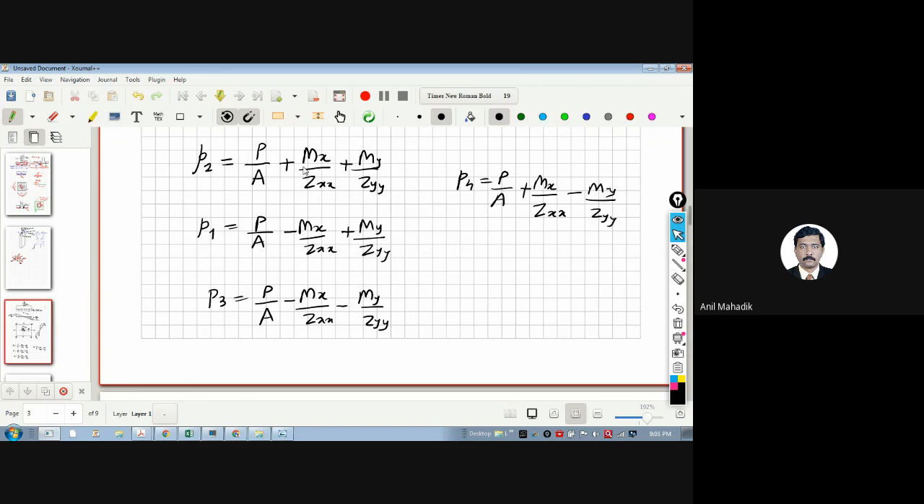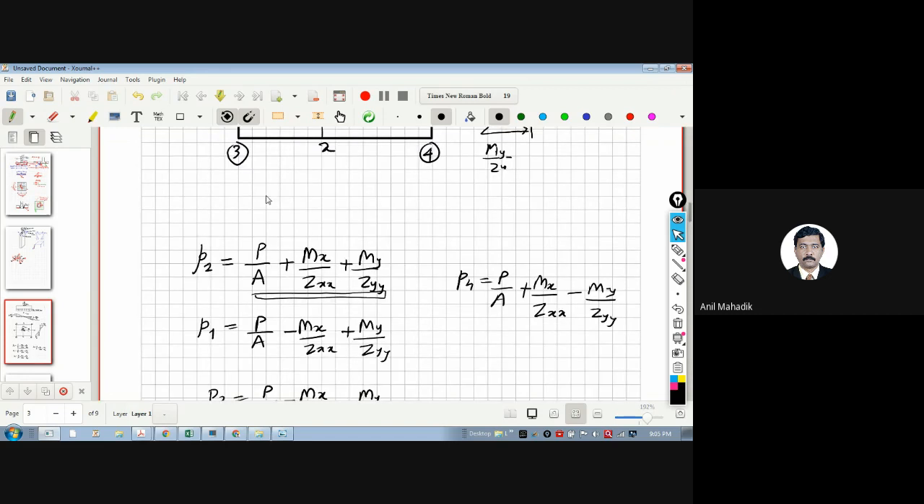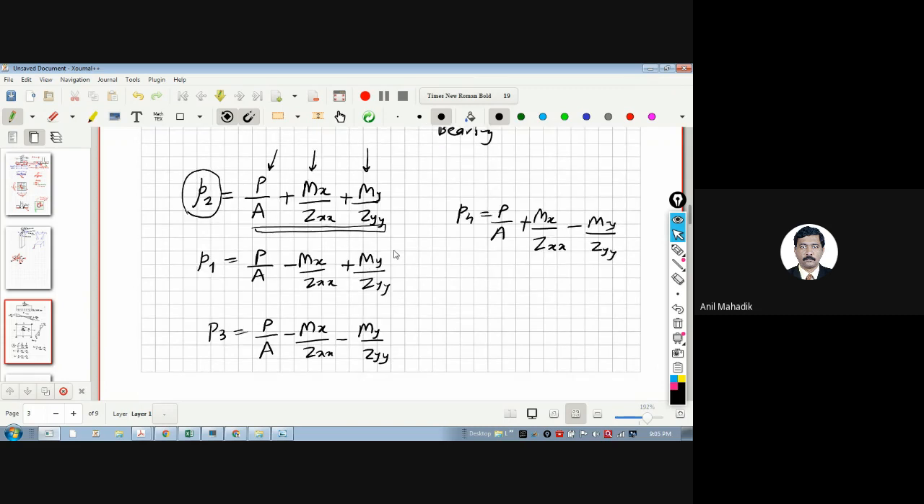That means you can see here there is a possibility of tension and more pressure also. As this P2 case will have more compression, right? Whatever pressure you are getting is pressure due to axial load plus pressure due to moment x plus pressure due to My. That means in this case the bearing pressure will be more, right? Yes, sir. So there is a possibility that it will be more than SBC. Now here there is a minus Mx, that means whatever total pressure is there, it will reduce.